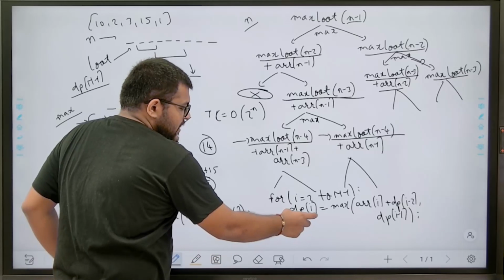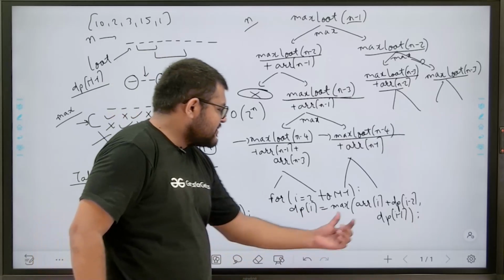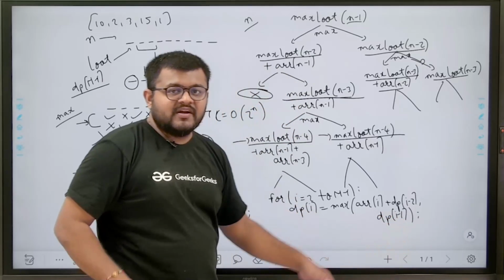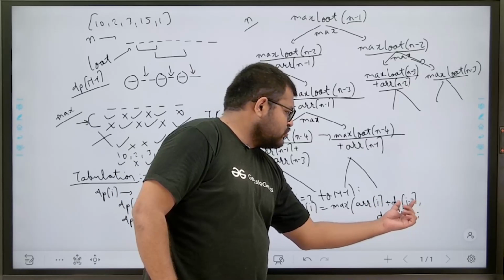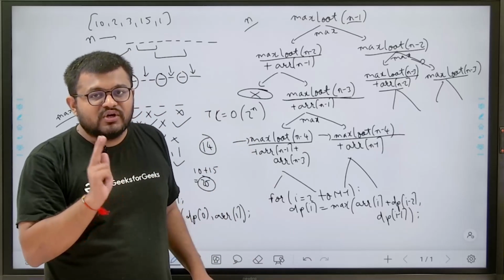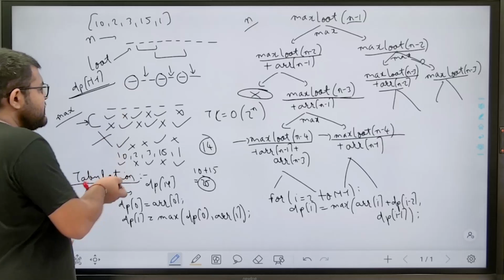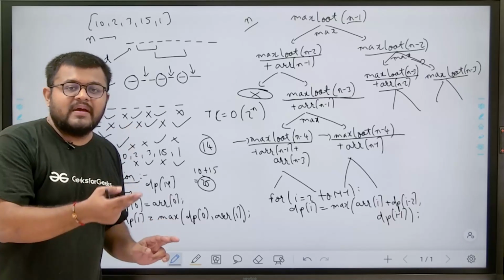So dp of I, that is the maximum loot possible from 0 index to ith index, is either equal to the maximum loot possible from 0th index to I minus 1th index, or the maximum loot possible from 0th index to I minus 2 index plus the ith house. Okay, so no two consecutive houses are considered anywhere. And finally we will return dp of n minus 1, which will denote the maximum loot possible from index 0 to index n minus 1.